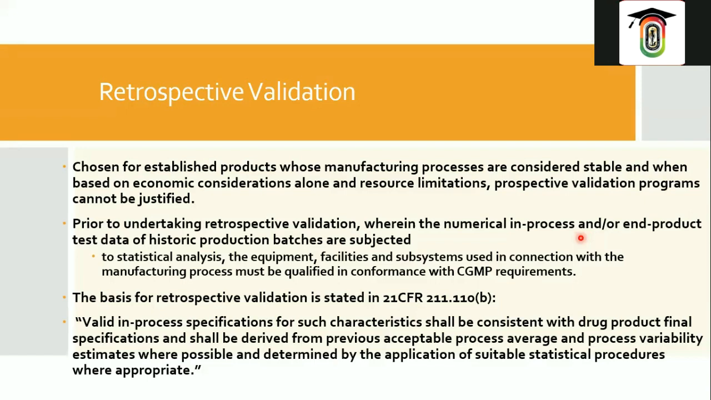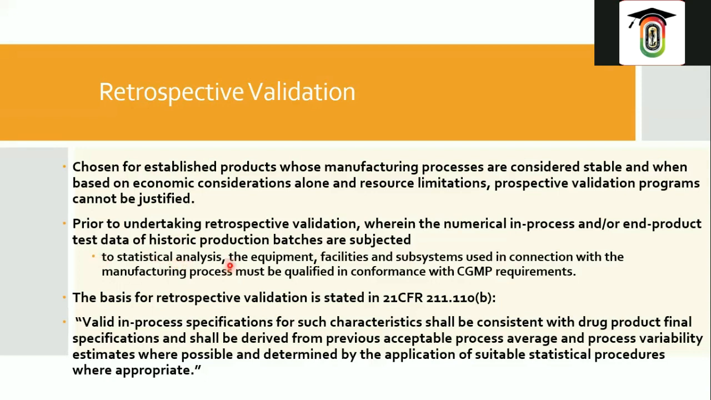Definitely if it is a batch of 1 lakh, 10 lakh, 1 crore, then we can consider that as the stable one, right? So that is the historic production batches that we need to subject. It is subjected to statistical analysis, right? So we will collect all batch data, and definitely it is there in a document, or digital documents are available there.